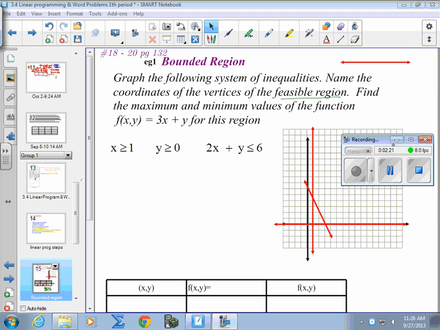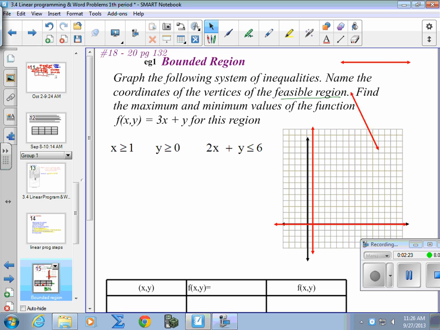We're going to be given some information. It says name the coordinates of the vertices of the feasible region. Find the maximum and minimum values of the function f of x, y is equal to 3x plus y for this region.